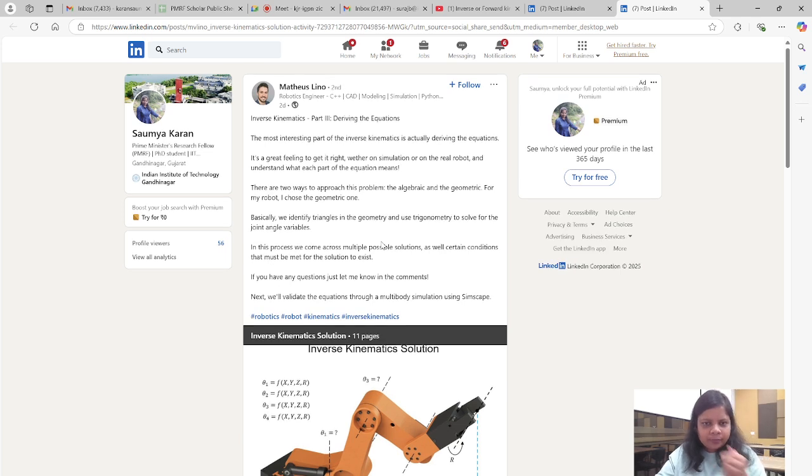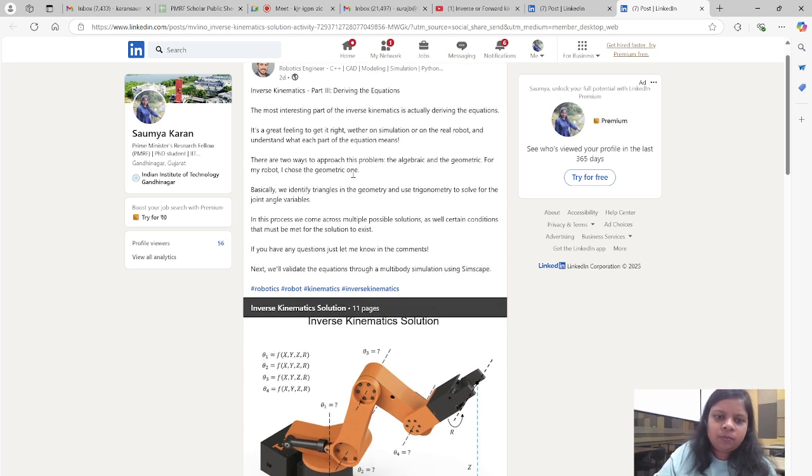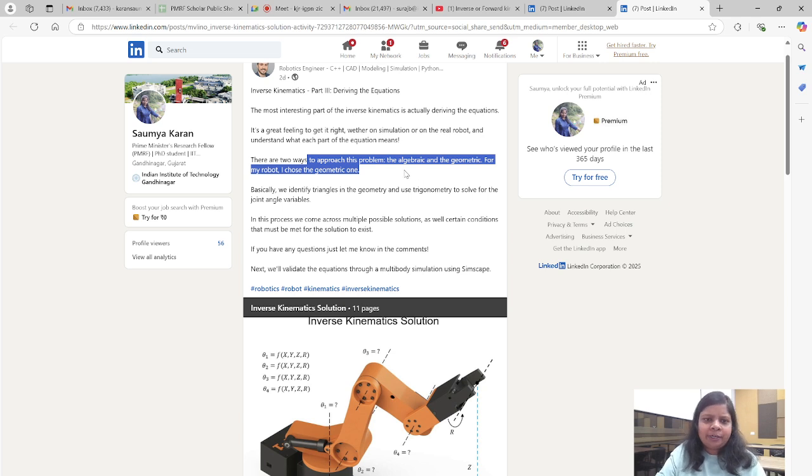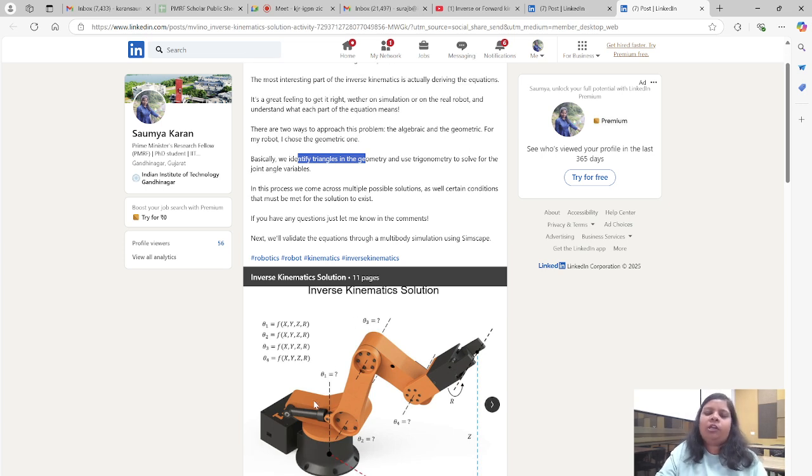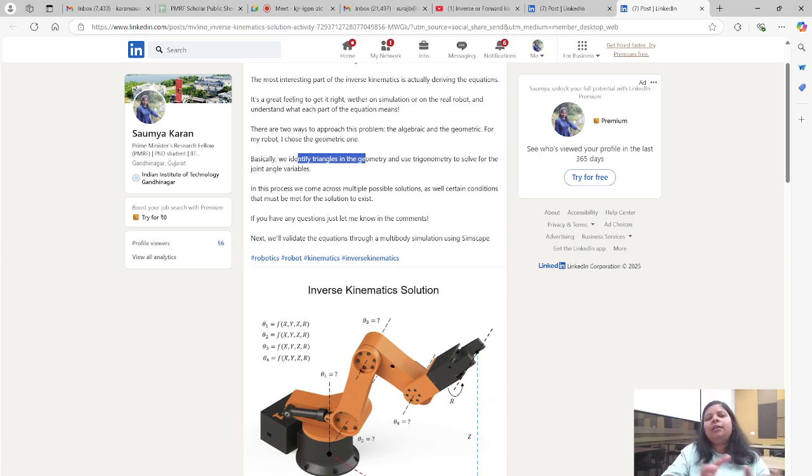This was something that I saw, and it is related to forward and inverse kinematics only. It is like you want to apply this to your robot by fully deriving the equations. So there are two ways to approach this problem, as I said, the algebraic one and the geometric one. This person actually used the geometric way, and what he did basically is identify triangles in the complete geometry of this robot. He identified all the triangles that he could get and used trigonometry to solve for joint angle variables.